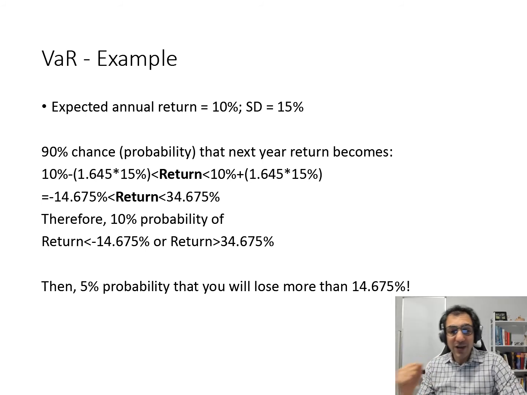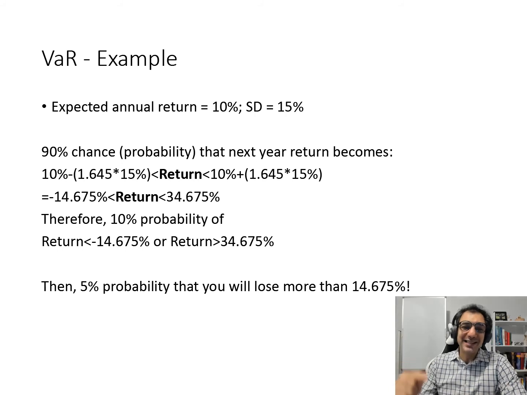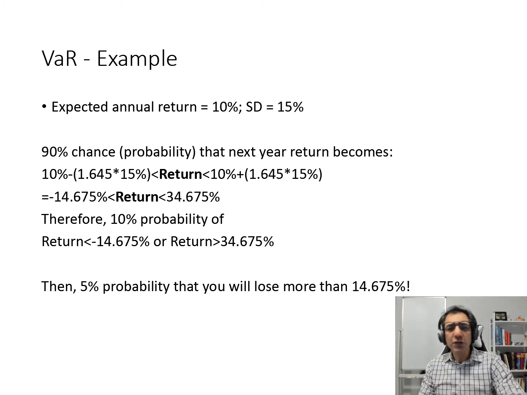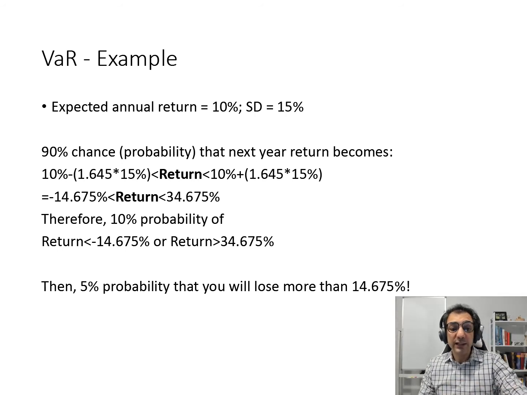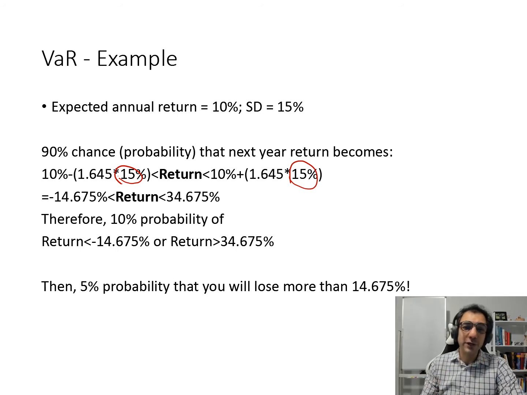So based on the argument we had in the previous section, we can say there is a 90% chance or probability that the next year return becomes between 10% minus 1.645 times 15%, and 10% plus 1.645 times 15%. Remember, this 15% refers to the standard deviation. That 1.645 comes from the normal distribution, equivalent to that 90% chance as we discussed earlier. So for sure, you can calculate that 1.645 times 15%.